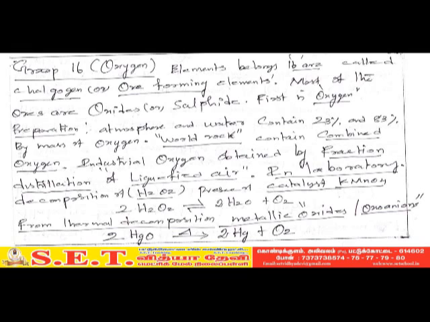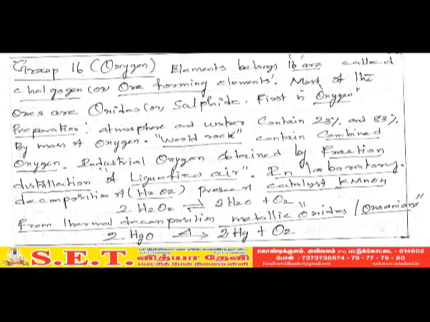Second method, the laboratory method: oxygen is prepared by decomposition of hydrogen peroxide, H2O2, in the presence of the catalyst potassium permanganate. It gives oxygen. Its equation is given below: 2H2O2, hydrogen peroxide, gives 2H2O, water, and oxygen. This method is named the laboratory preparation of oxygen.